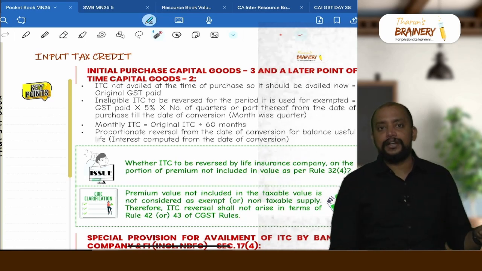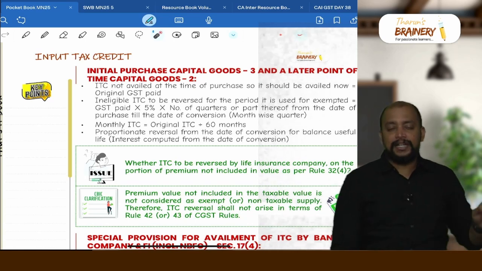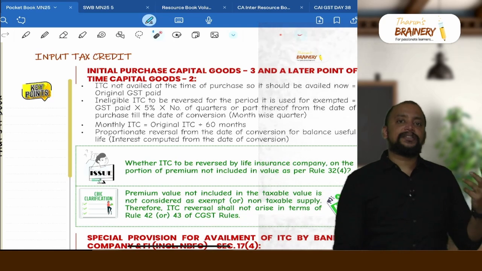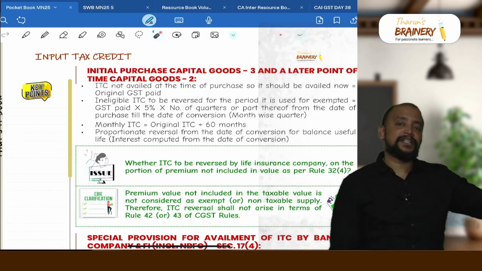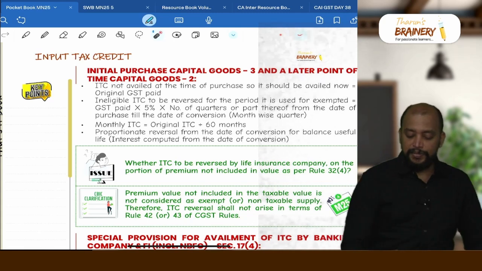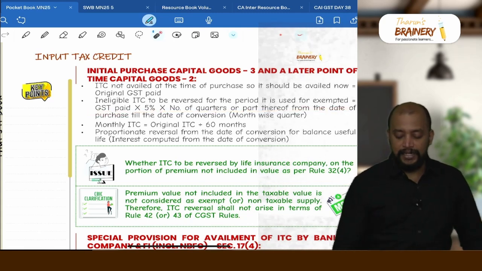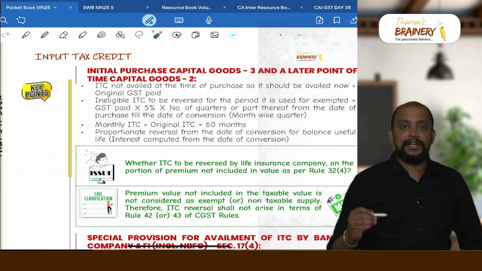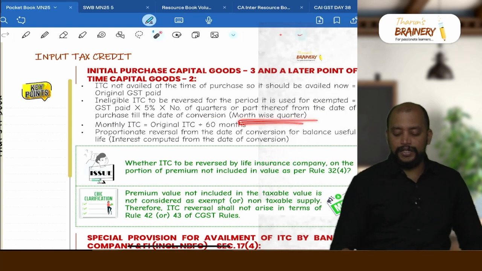So how do we need to do that? ITC availed, that is GST paid, into 5% for every quarter or part thereof from the date of purchase till the date of conversion. So we need to compute and reverse that. GST paid into 5% into number of quarters or part thereof from the date of purchase till the date of conversion. So month-wise quarter should be taken.